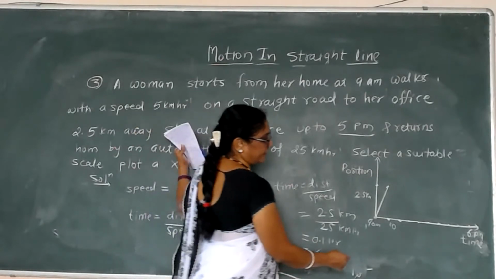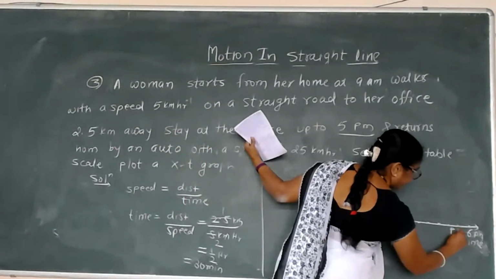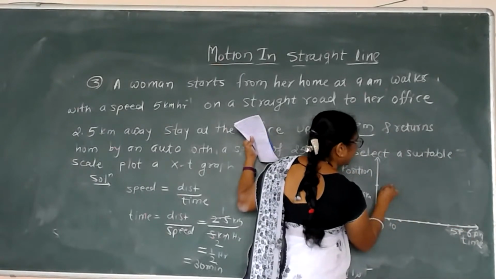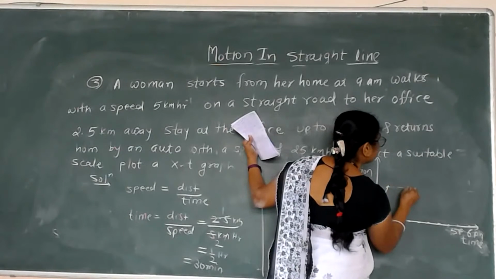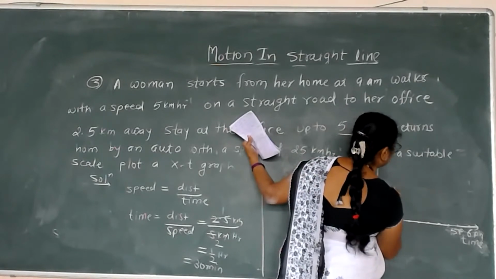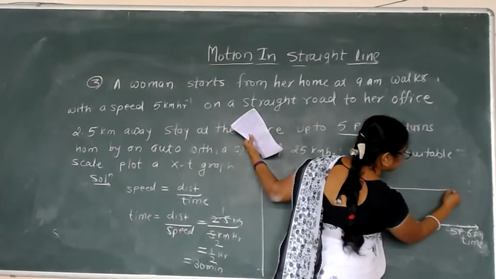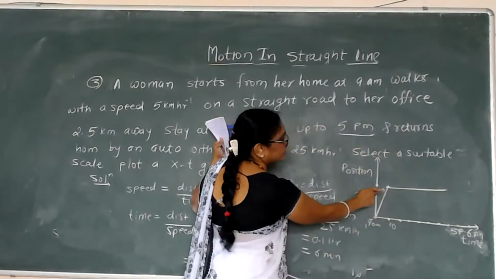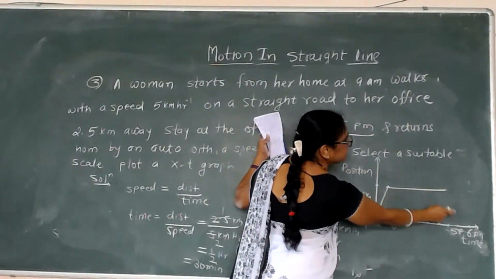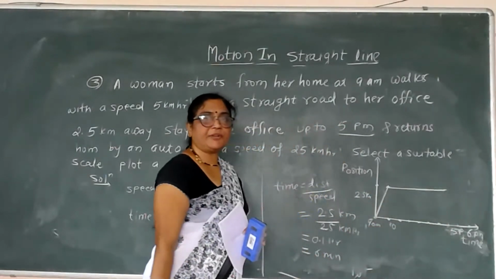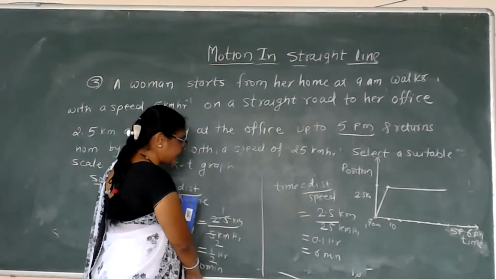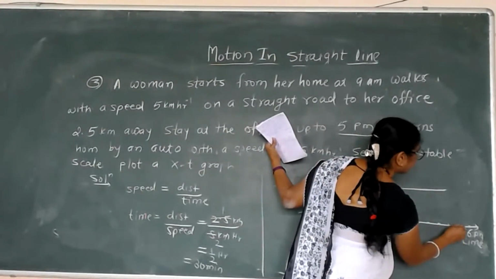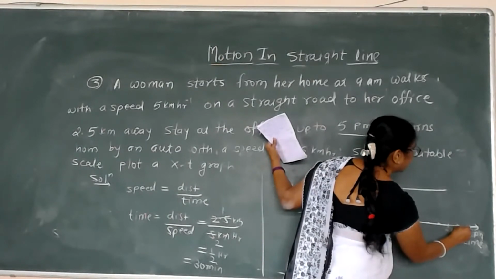And up to 5 p.m. she stays at the office. Up to 5 she stays at the office. Up to 5, the position is the same. Again, she returns home after 5 p.m. and the time required is 6 minutes. Means 5. There is a small time required to reach home.